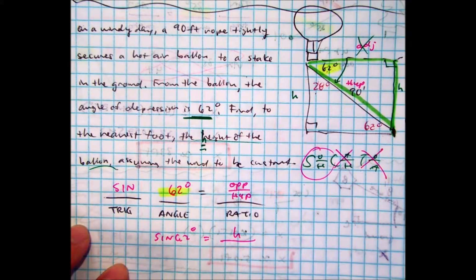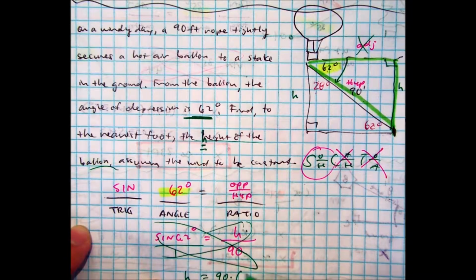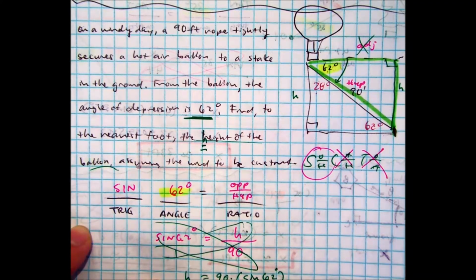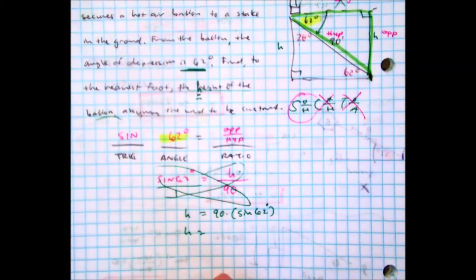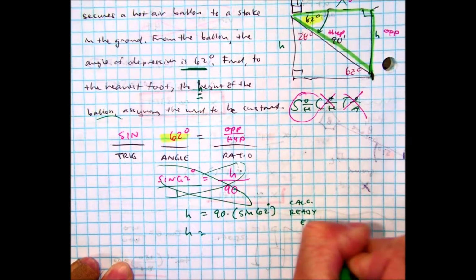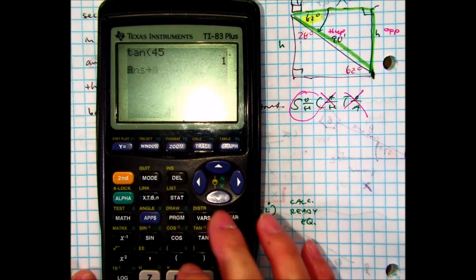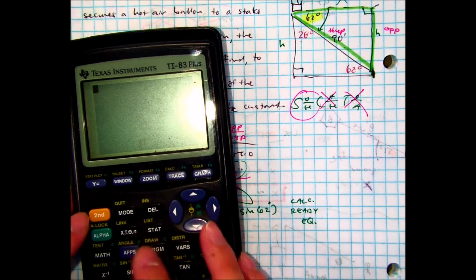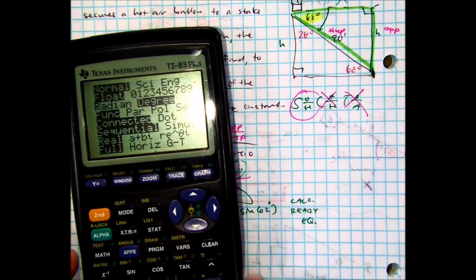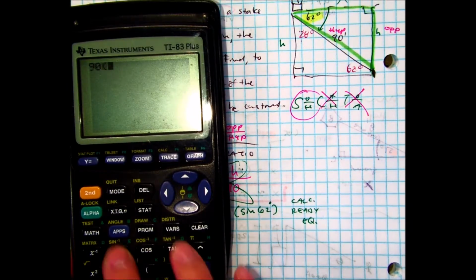h over 90. Now we can just cross multiply. h equals 90 times sine of 62. Make sure your calculator's in which mode? Degrees. There's my calculator ready. I should see you have that. So make sure my mode is in degrees. And then I can do 90 times sine of 62.